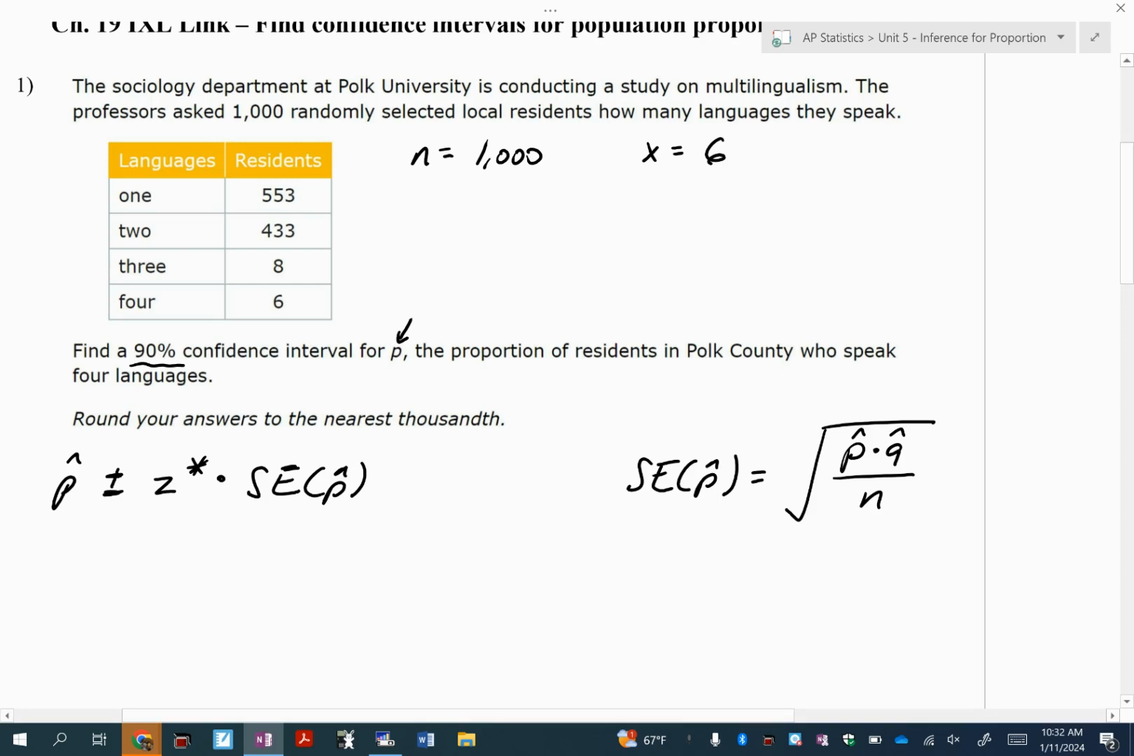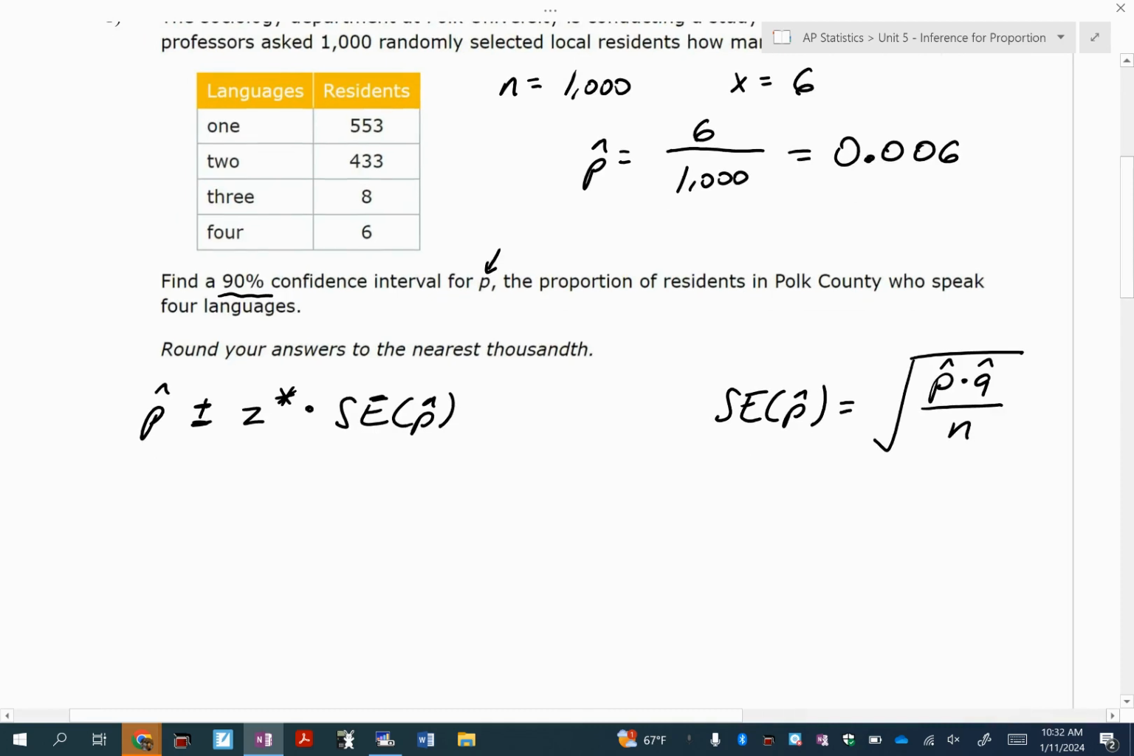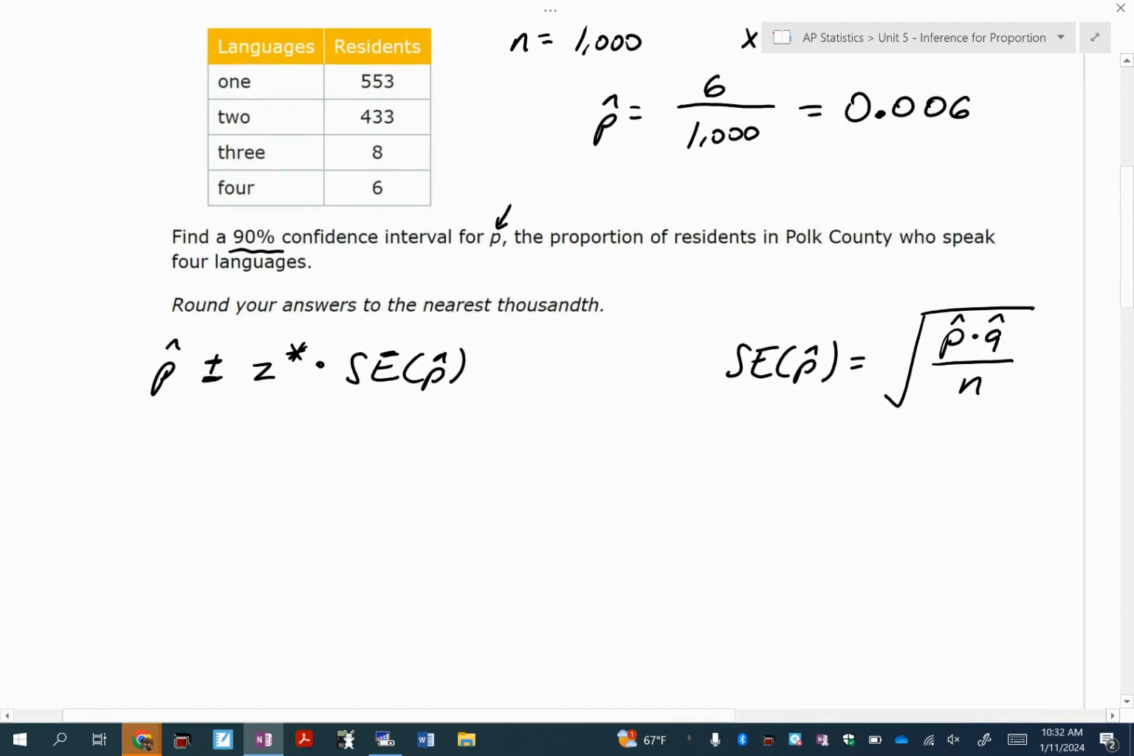Okay? So to find p hat, I'm going to do the number of successes over the sample size. So if you need the calculator, you can do it. I'm hoping that you see that the denominator is 1,000. So this would be 0.006 because we're in the thousands place. Remember to stop me if you have any questions, okay? All right, so I'm going to plug in that p hat of 0.006 right here.